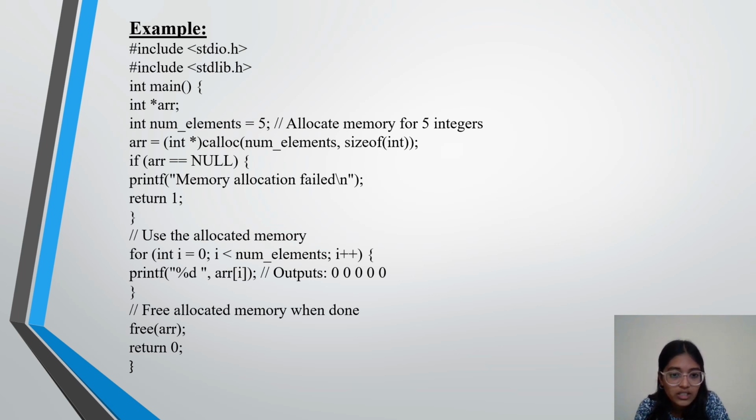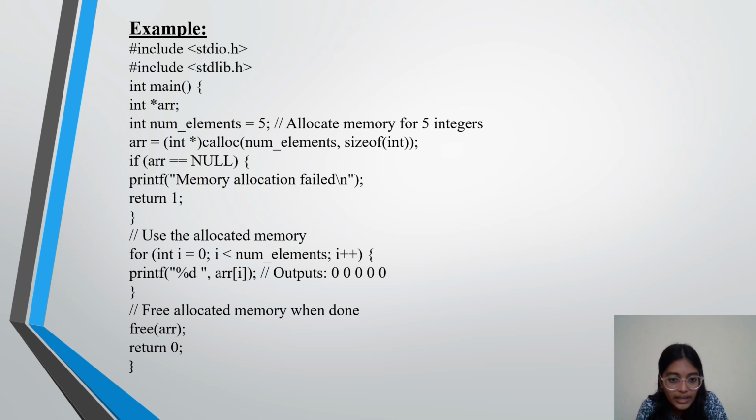If array is equal to null, to handle the failure, we are using a printf statement, "memory allocation failed," and it returns 1 for failure. For success, it is returning 0.